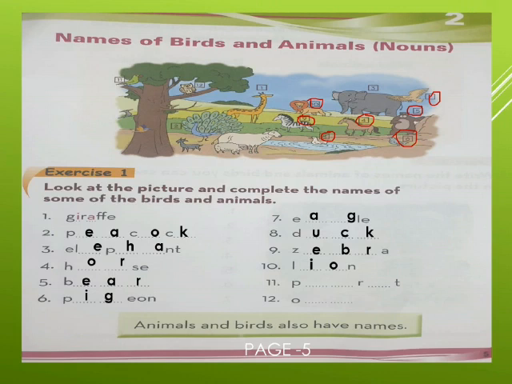The 10th picture is a lion, the king of the jungle. L-I-O-N, lion. The 11th picture is a green parrot sitting on the branch of a tree. Write down P-A-R-R-O-T, parrot. The last animal is an owl. O-W-L, owl. These are the animals and birds which are the nouns.